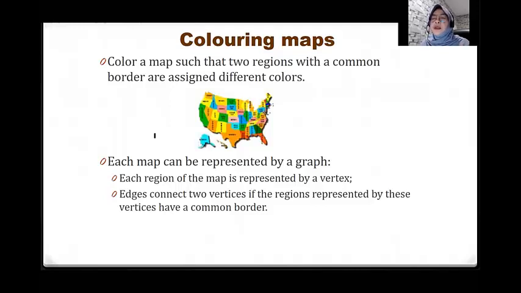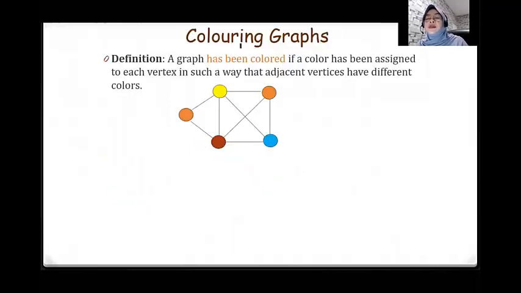We connect two vertices by an edge if the regions represented by these vertices have a common border. Let's say, for example, we have Malaysia and Thailand. We are neighboring countries. So if we represent this in a graph, these two must be connected. So there must be an edge between Malaysia and Thailand, or Malaysia with Singapore. So how to color a graph? A graph has been colored if a color has been assigned to each vertex in such a way that adjacent vertices have different colors.